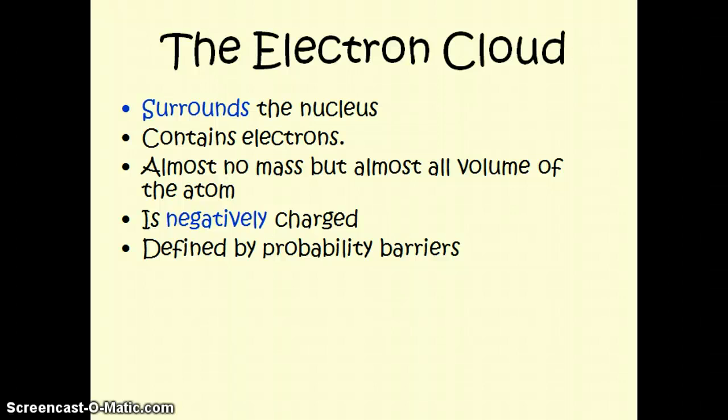The next step is the electron cloud, and this is that probability field that we talked about with the quantum mechanical model. And this surrounds the nucleus and contains all of our electrons. It has almost no mass, but it comprises almost all of the volume of the atom. It is negatively charged, and it's defined by these probability barriers that we discussed with the Schrodinger's equation. So we can discover where those electrons are most likely to be found.